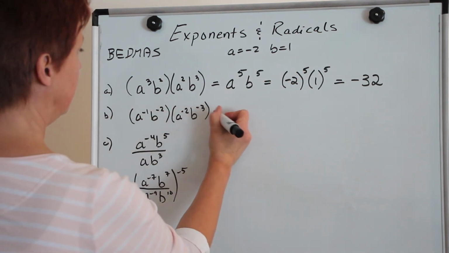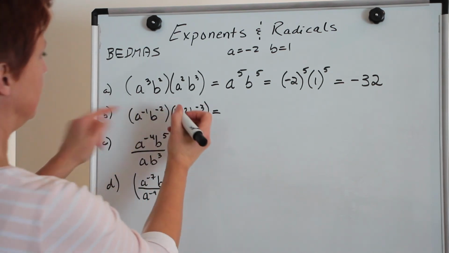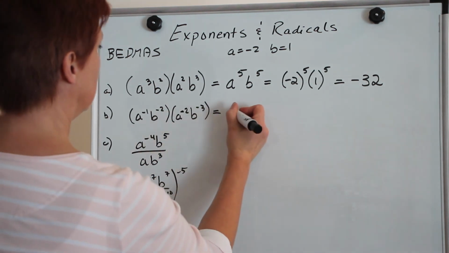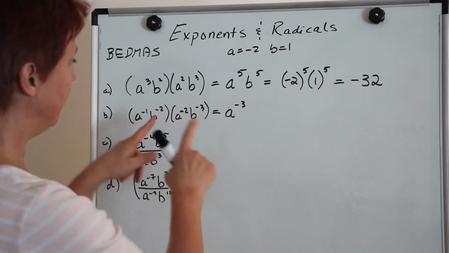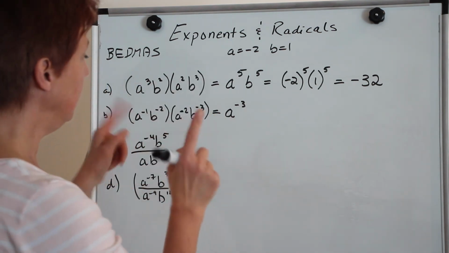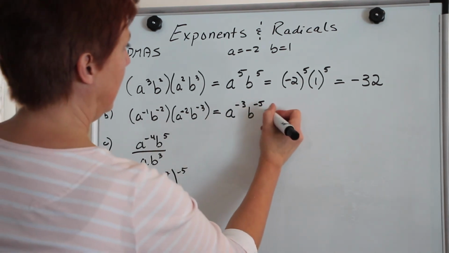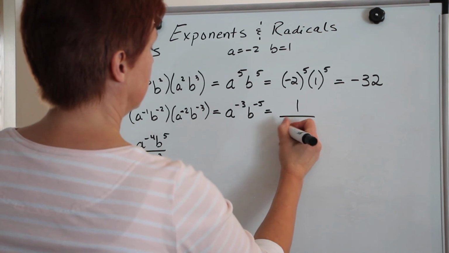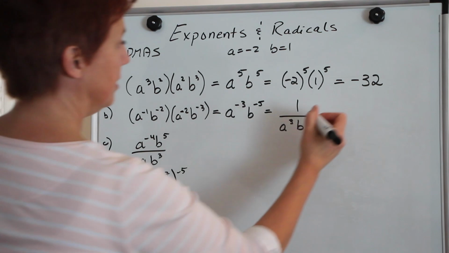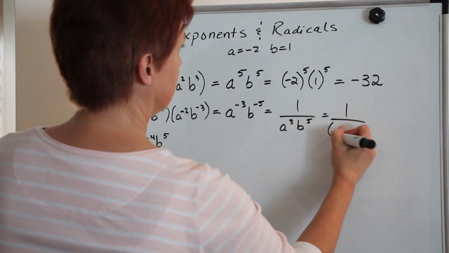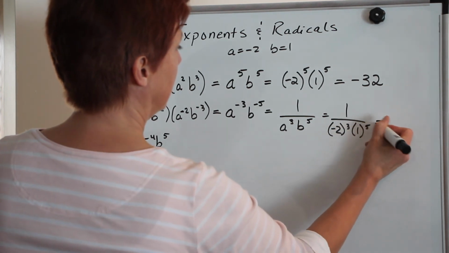So here we have a to the power of -1 times a to the power of -2, which is a to the power of -3. And again, the b we could ignore, but for the purposes of learning how to simplify, we're going to deal with them. That's b to the -5. And that's going to end up looking like that, right? Now let's put in our numbers. So we have -2 to the power of 3, 1 to the power of 5.